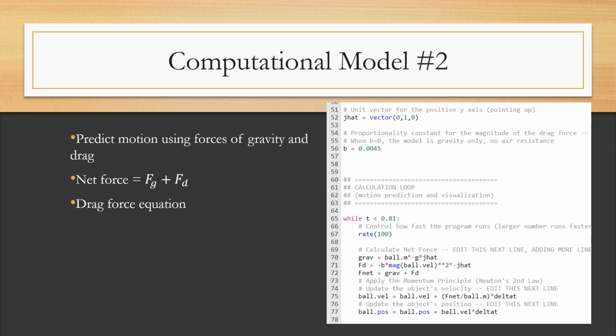So for our second computational model, we'll be looking at net force equal to both gravity and drag. And for our drag, the equation is simply negative b times velocity squared. And all these can be shown: b is up here, and the net force is down here. As you can see, all we've done is added the force of drag onto our initial net force equation, which was gravity.